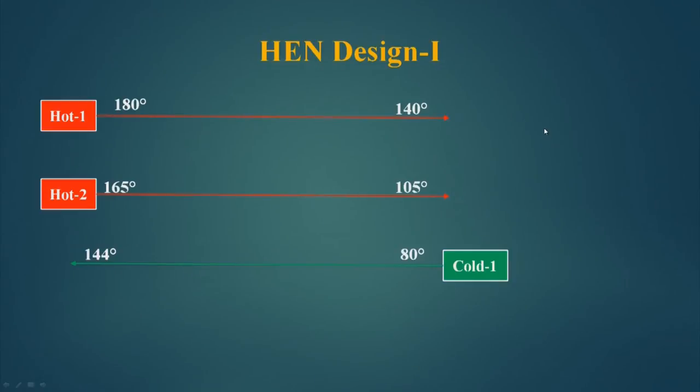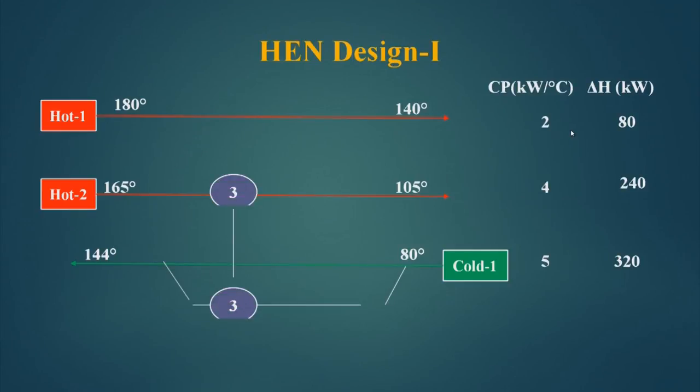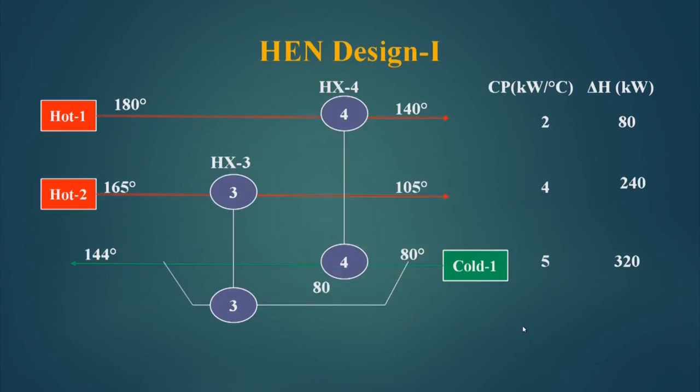Now, let us take a HEN design for the problem which has been given in the stream table. This we call design 1. We will place heat exchangers based on the pinch rule. We can place heat exchanger number 3, then heat exchanger number 4. The cold stream which has a Cp value of 5 is split into 2 parts. This Cp is 1.25, so cold 1b will have a Cp of 5 minus 1.25. This is an 80 kilowatt heat exchanger and this is a 240 kilowatt heat exchanger. So, this is a feasible design.